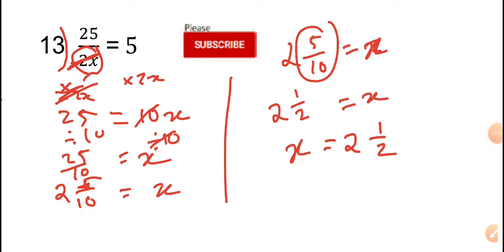Just substitute and see if the answer is correct. Just check if your answer is correct. So that's question 13.